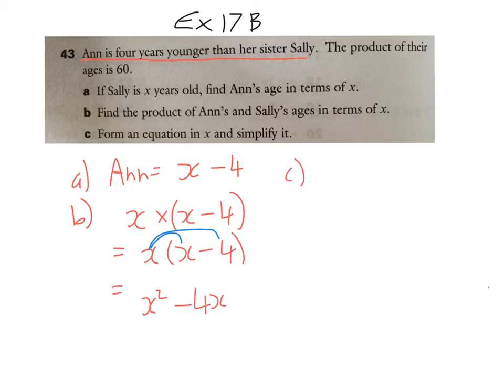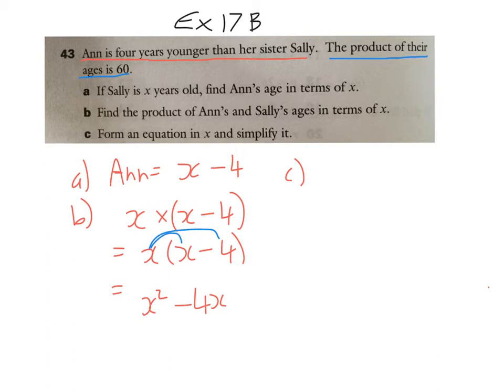Part C. We need to form an equation in x and simplify it. So what we have to do is use the bit of information in the question which we haven't used already. So what bit have we not used to do that? The product of their ages is 60. So Anne's age multiplied by Sally's age will be equal to 60.